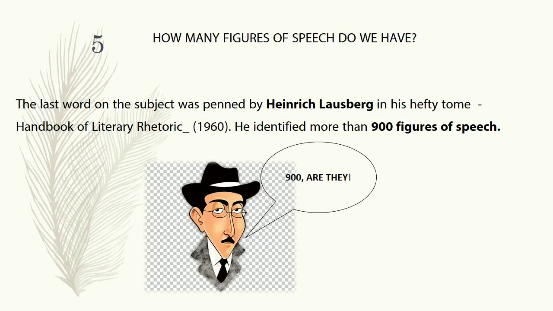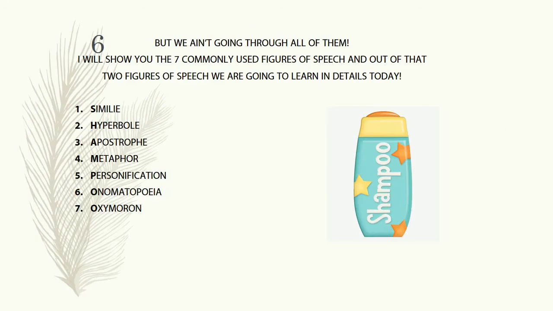So how many figures of speech do we have in entire literature? According to Heinrich Lausberg, in his hefty tome Handbook of Literary Rhetoric, 1960, he identified more than 900 figures of speech. But we ain't going through all of them. I'll show you the 7 commonly used figures of speech, and out of that, 2 figures of speech we are going to learn in details today.